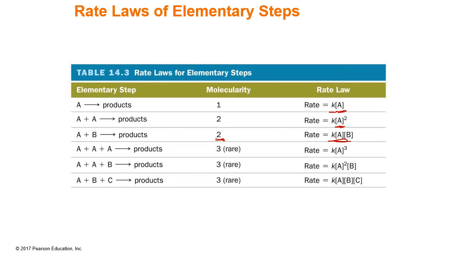And if we get to termolecular, where we have 3, and again these are rare, if they're all the same reactant that are reacting, it's going to be third order with respect to that reactant. If it's 2 of the same and 1 different, then it's going to be second order with respect to the first reactant and first order with respect to the second. And if it's all 3 different, then it's first order with respect to each of the reactants.